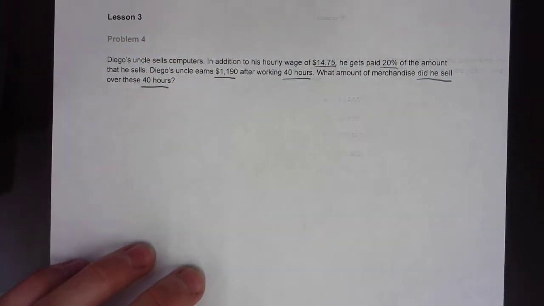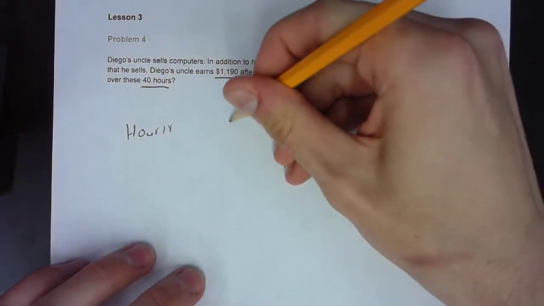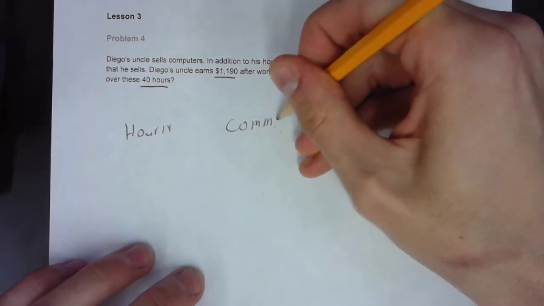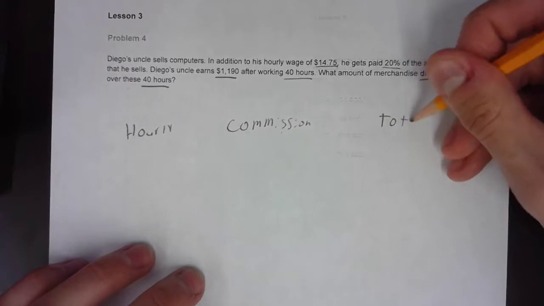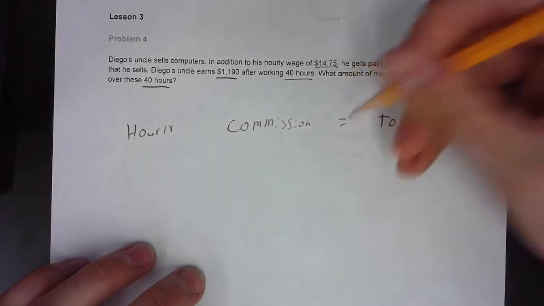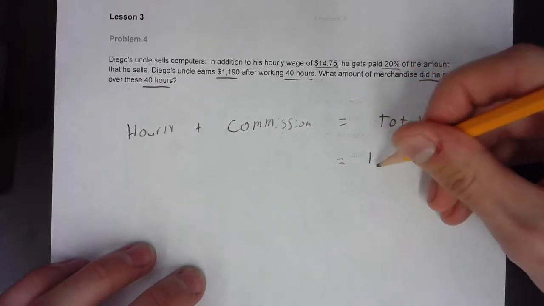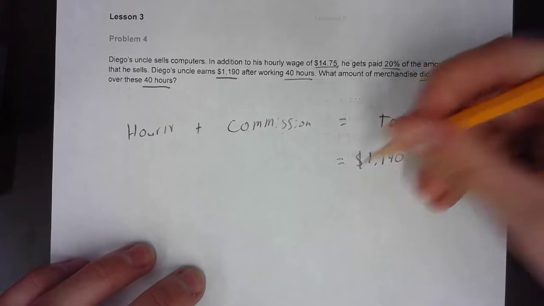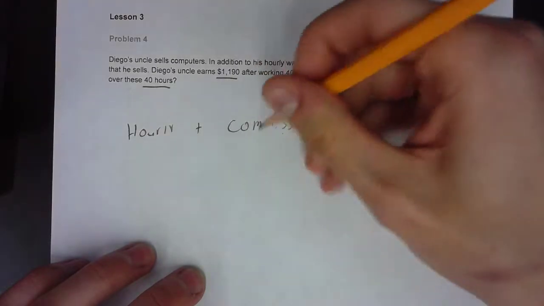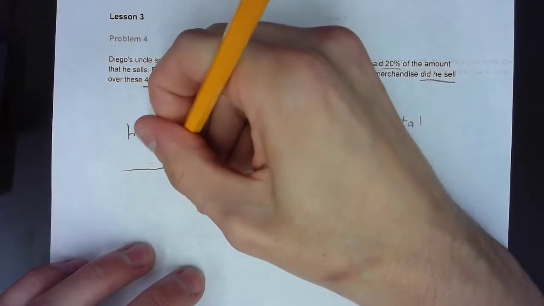All right, so money is coming from two different places in this problem, right? We have an hourly wage, and then we have commission, right? And that'll give us our total. So we know that the total is going to be that $1,190, right? So now we have something that represents the commission plus something that represents the hourly.